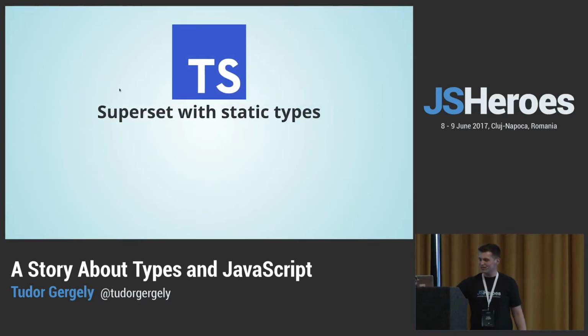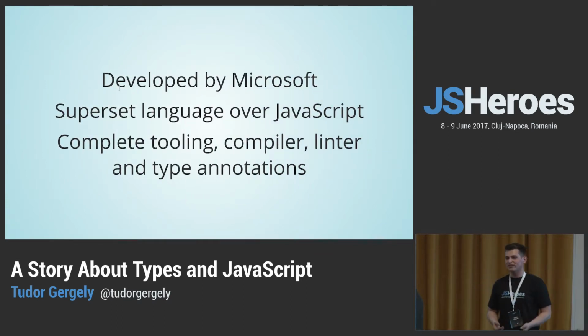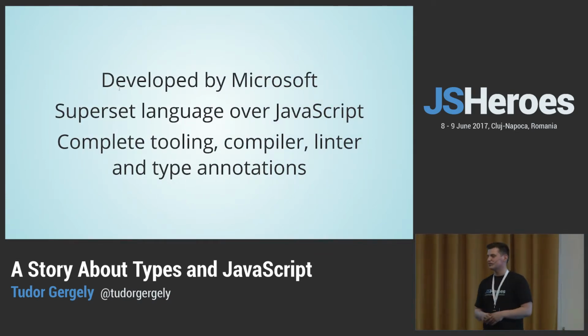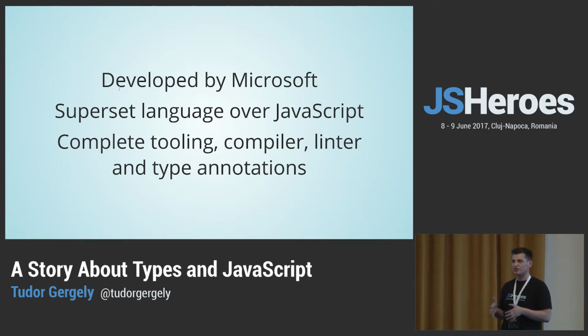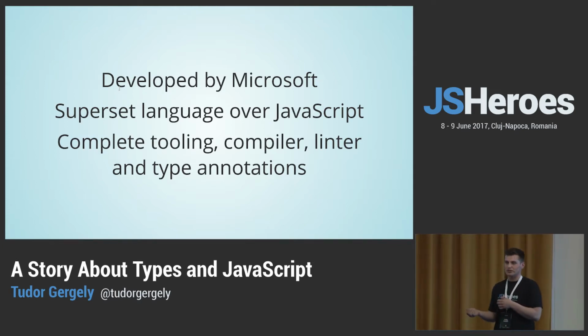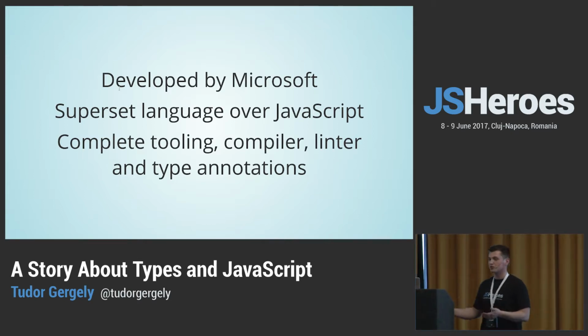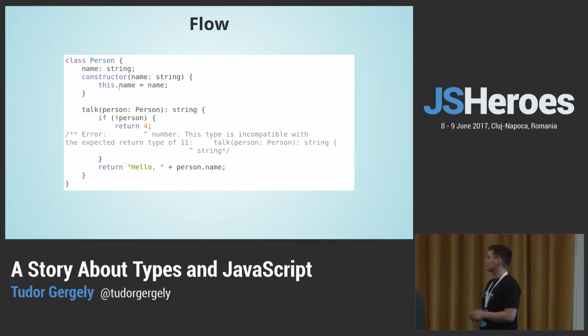Then we have TypeScript, which is a language of its own. It comes with complete tooling, its own compiler, its own linter, and it's a superset. So being a language has a few advantages over being just a checker. You can add features to the language. You can add abstract classes. You can add decorators. Really, really good features for object-oriented programming. Let's see a few examples here.